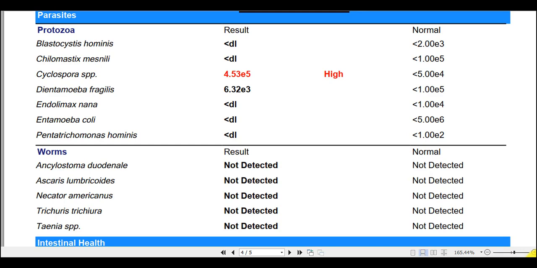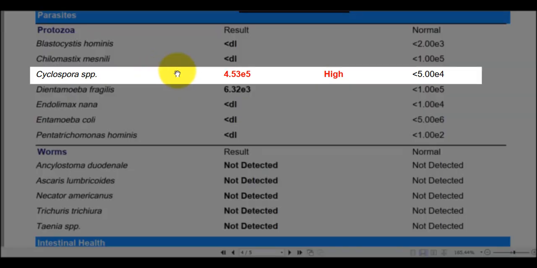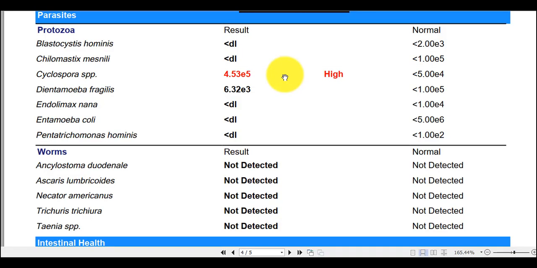Let's go ahead and take a look at the parasites, which include protozoa and worms. Cyclospora species is clearly elevated on this report. This usually is transmitted by fecal contamination of food and water, and it can cause symptoms such as watery diarrhea, abdominal cramping, loss of appetite, weight loss, nausea, as well as vomiting. It could also cause bloating, flatulence, and burping.